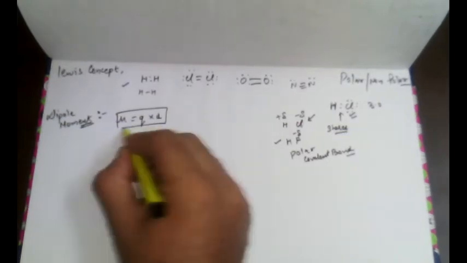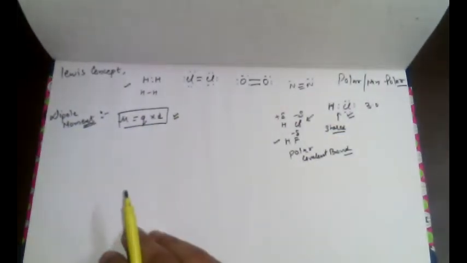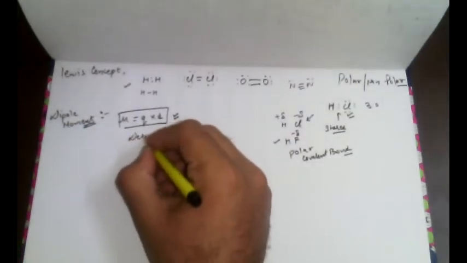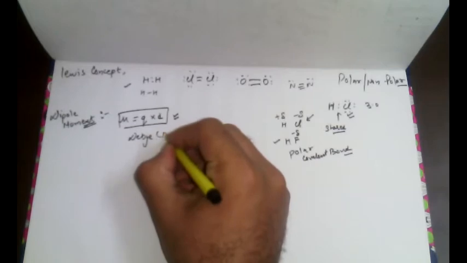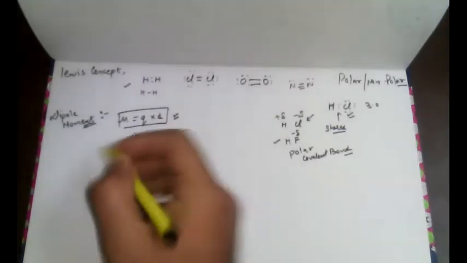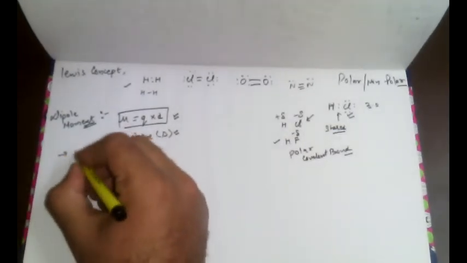It is somewhat different from physics. Its unit is the debye, represented by capital D. It is a vector quantity. A few points you need to note: it is a vector quantity.